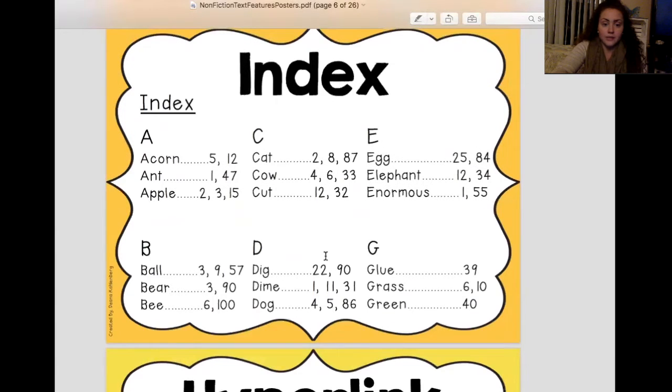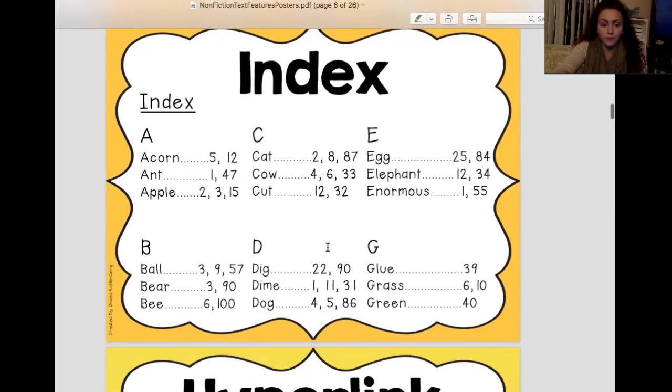All right, the index. If I'm looking for information on the elephant, I can go to the back of the book, or the back of the text, I apologize, to find the index, and I can go by ABC order, A, B, C, D, E, elephant, and I can look on page 12 or page 34.